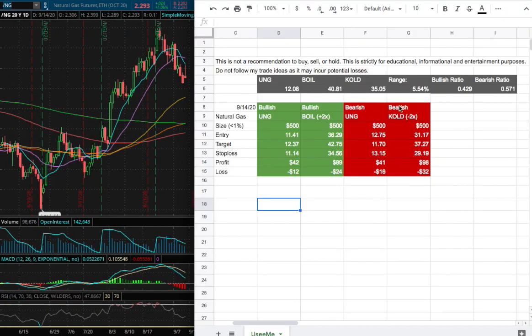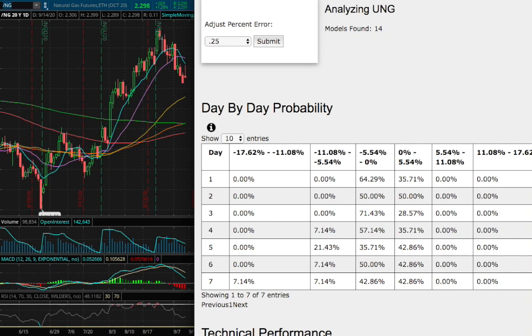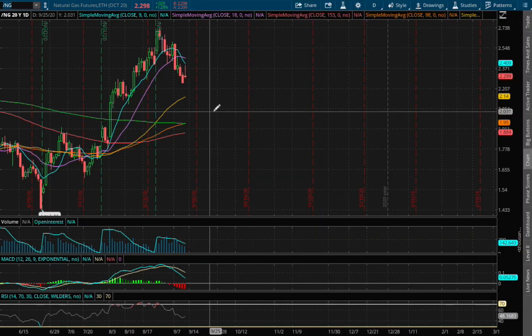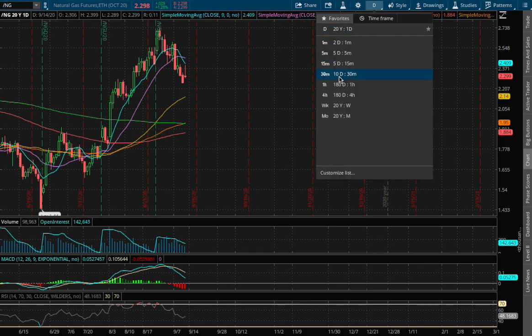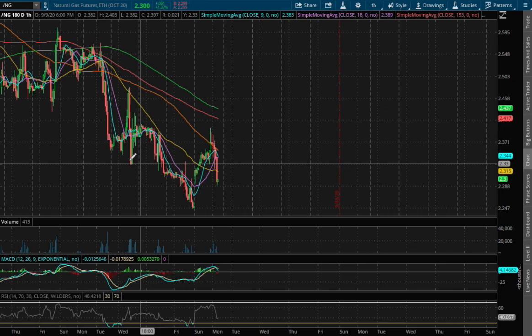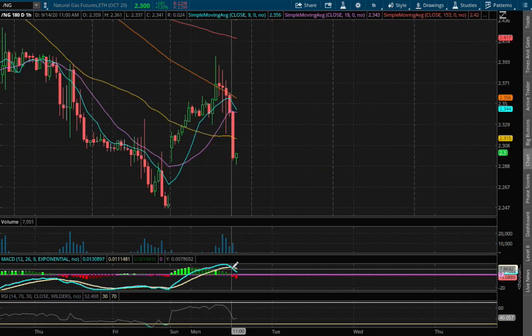In this video we'll be going over my trade idea of the week and the day-by-day probability model. So let's start off with the technical analysis. We're currently at 1.3% on the 1-hour chart. We have now approached positive MACD, however we're seeing signs of it diverging.